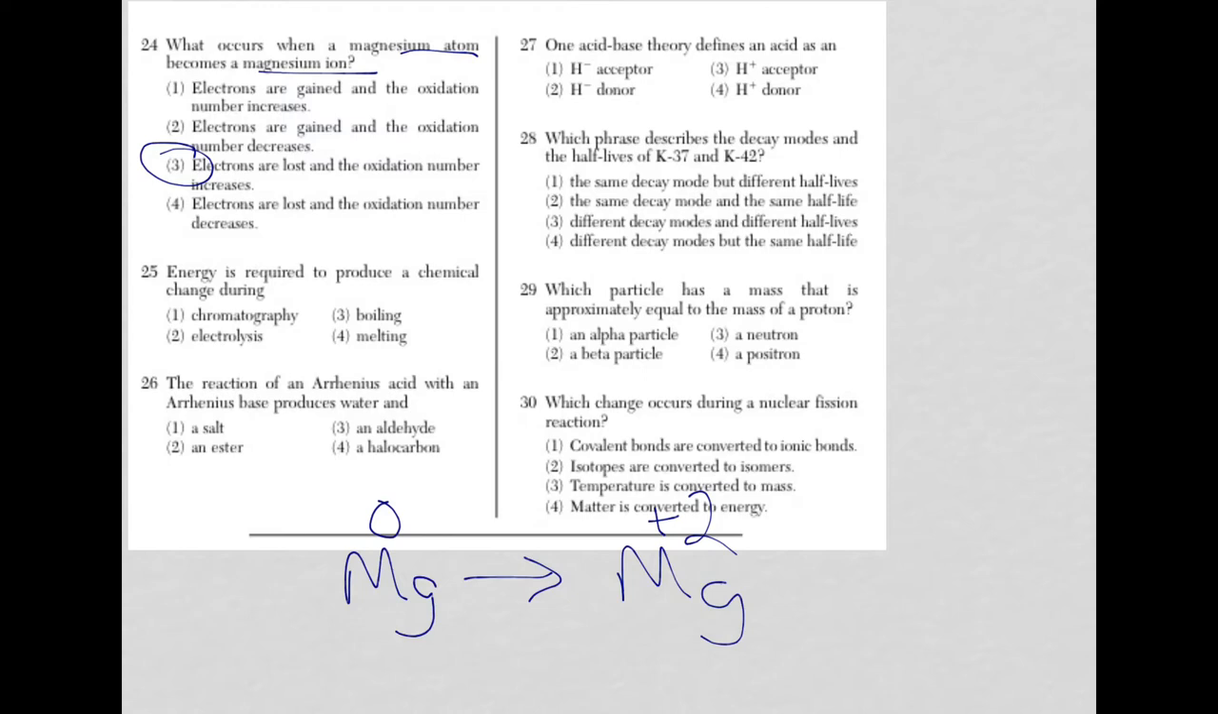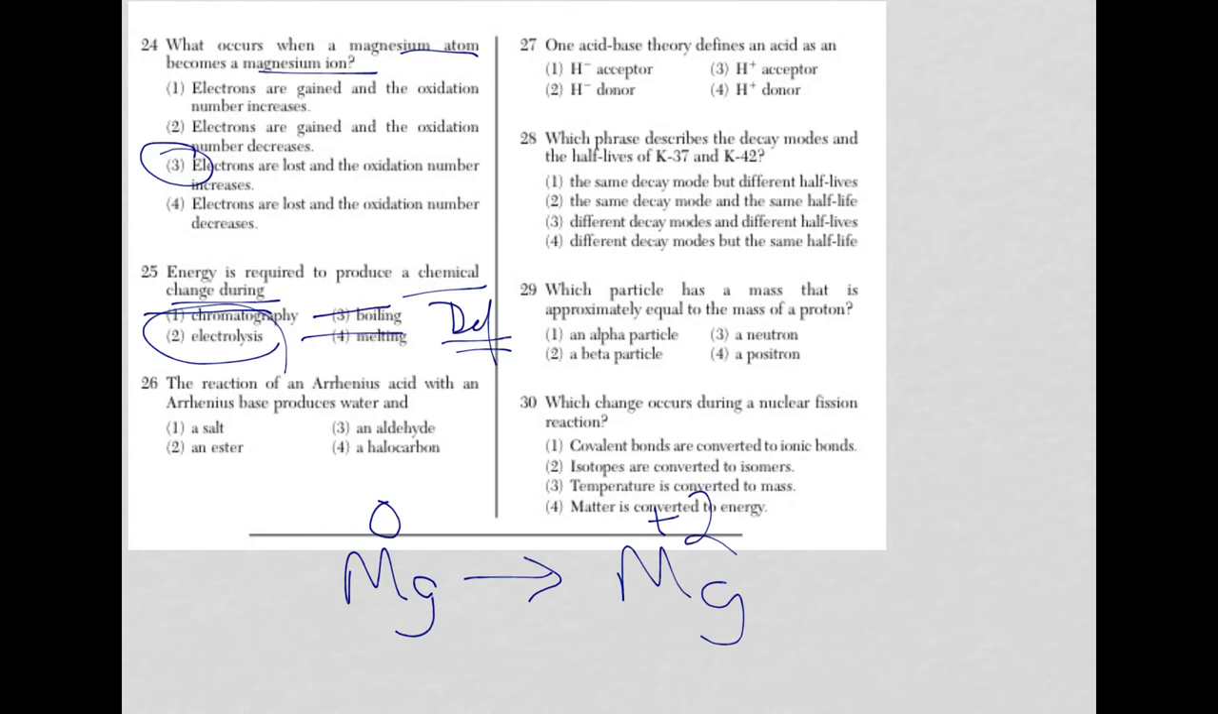All right, let's check out 25. Energy required to produce a chemical change during... You've got chromatography, electrolysis, boiling, and melting. For question 25, you need to know your definitions of these four choices, and whether they fall under chemical or physical change. Boiling is just a physical change, going from liquid to a gas. Melting, physical change, solid to liquid. Chromatography is separating out, typically by a physical property such as boiling point. And that leaves us with electrolysis. You put energy in and you break apart things using electricity.